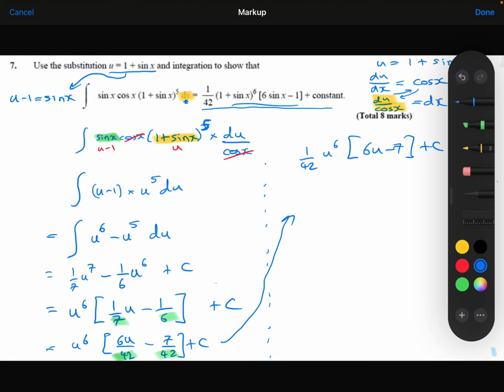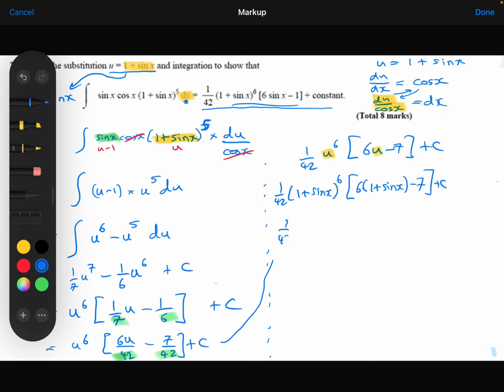So let's now go back to the x world. Remember that u is equal to 1 plus sine x. So let's replace the u here with 1 plus sine x and the u here with 1 plus sine x. So we'll get 1 over 42 times (1 plus sine x) to the power 6 multiplied by (6 times (1 plus sine x) minus 7), plus c.